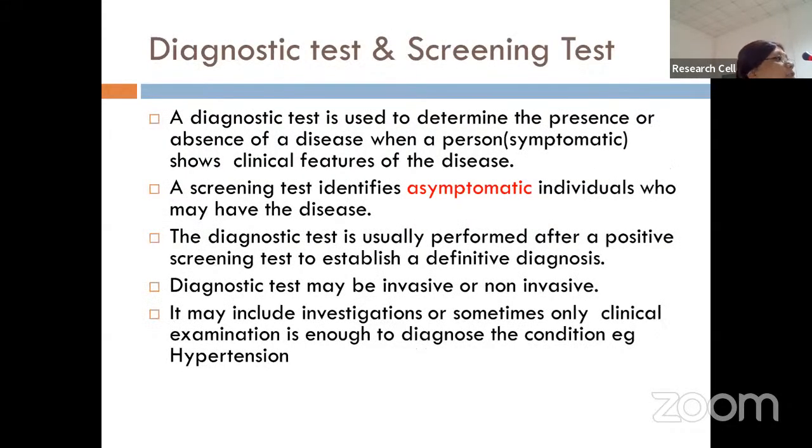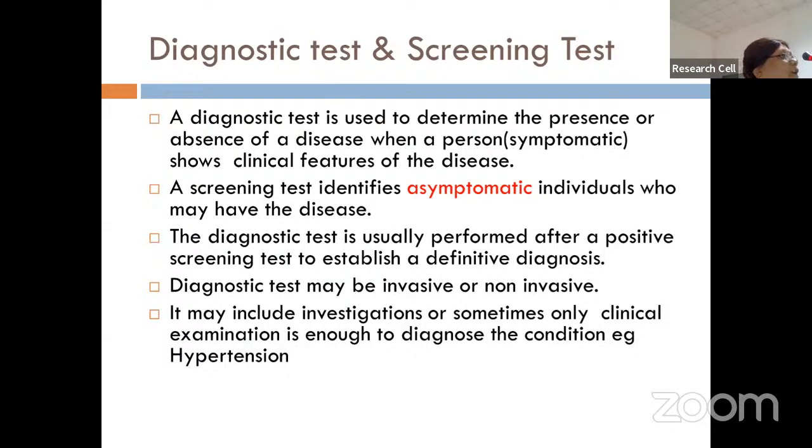So what is the difference between diagnostic test and screening test? I have given you the case scenario that a 50 years patient comes with increased frequency of micturition during the night time. So this person is having certain symptoms and clinical features. So for such patients, we do the diagnostic test. It means that diagnostic test is done either to confirm or refute the diagnosis on a person who is having the particular signs, symptoms, or clinical features of that disease. While screening test is done on asymptomatic people.